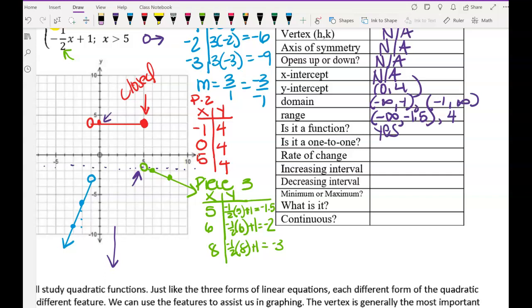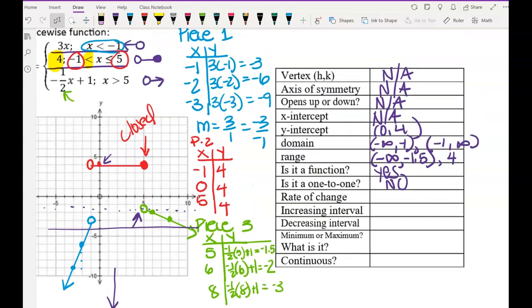Is it a one-to-one? Well, let's make a line really quickly. Nope. Okay, it crosses over the blue and the green, so definitely not a one-to-one. The rate of change looks like we have 3 pieces, so we're going to have 3. So the first one's 3. This right here, students, has a slope of 0, okay? So that's going to be 3 and then 0 because you have this horizontal line. And then the next one is negative 1/2.